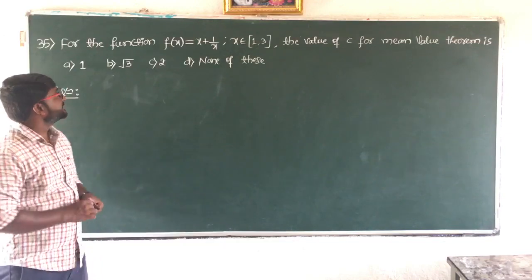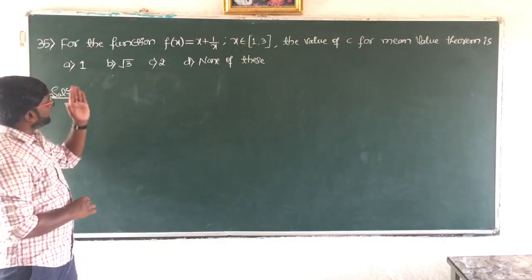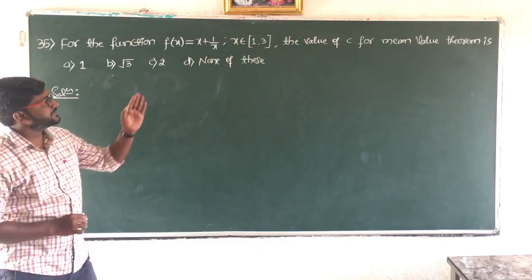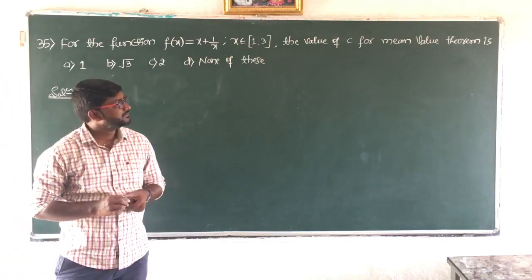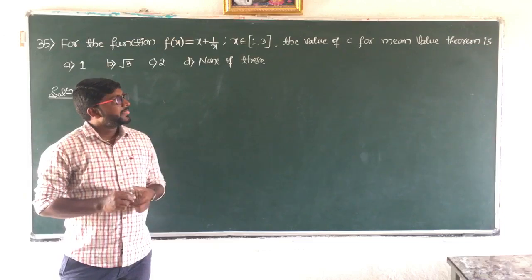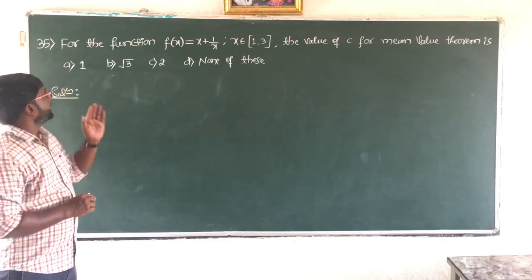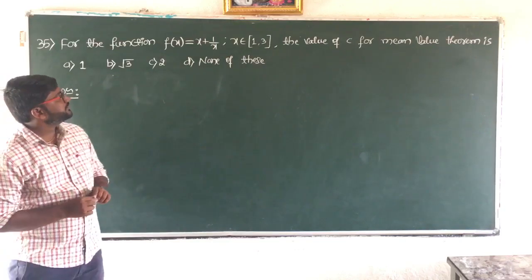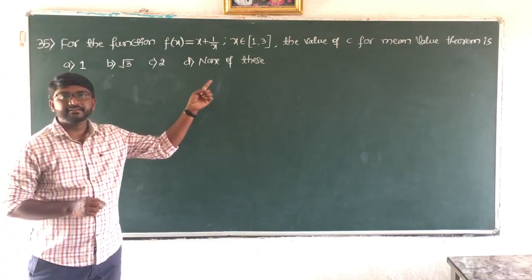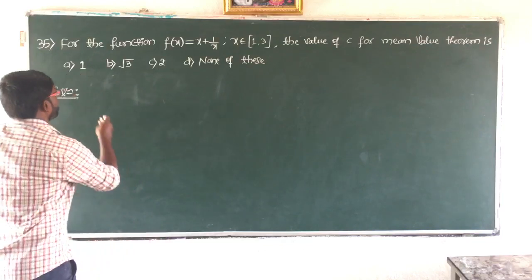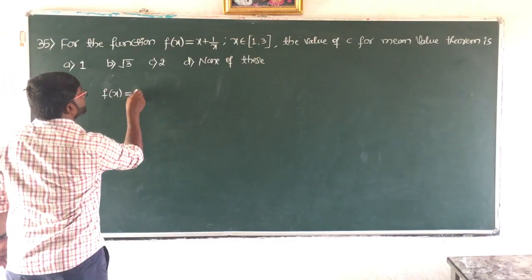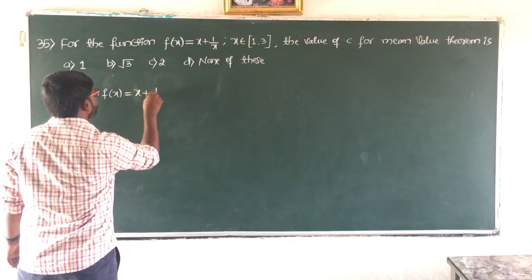The next exemplar problem is for the function f of x equal to x plus 1 by x, x belongs to the closed interval 1 comma 3. The value of c for the mean value theorem is: option A, 1; option B, root 3; option C, 2; option D, none of these. So write the function now, f of x equal to x plus 1 by x.